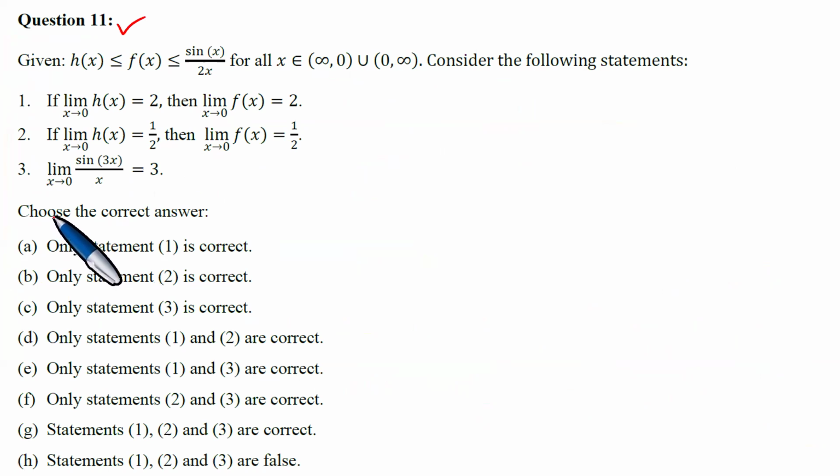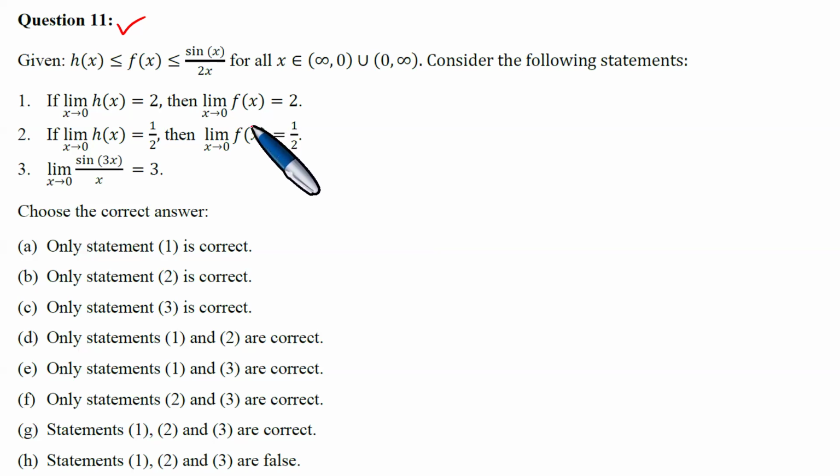Right, in question 11, we have exactly the following question. Given that h is less than or equal to f of x, less than or equal to the sine of x over 2x for all x in this interval, consider the following statements. If ever it happens that the limit of h itself is 2, then does it actually mean that the limit of f of x is actually exactly 2?